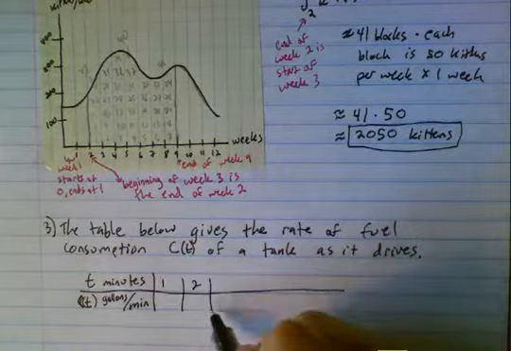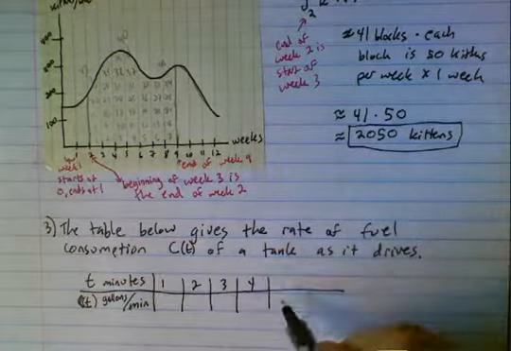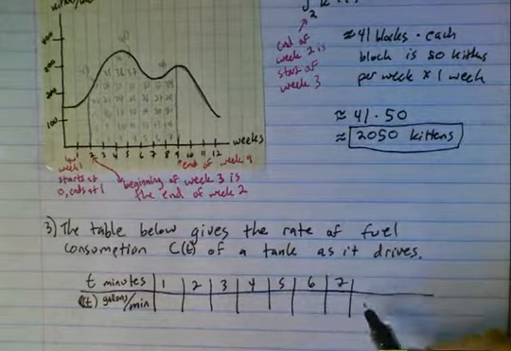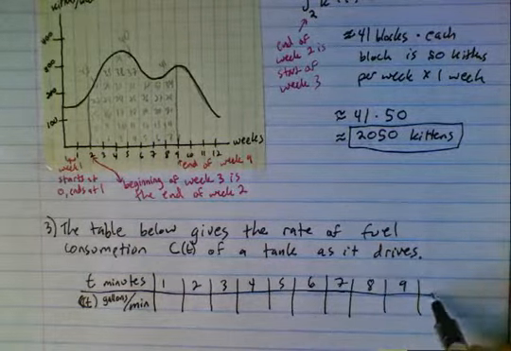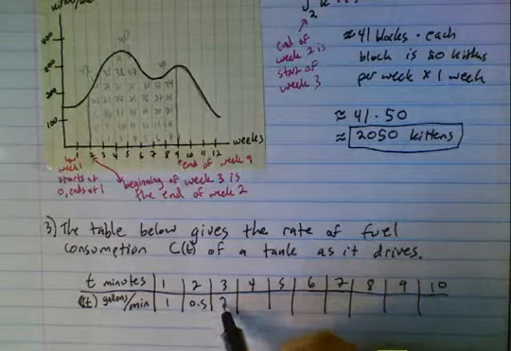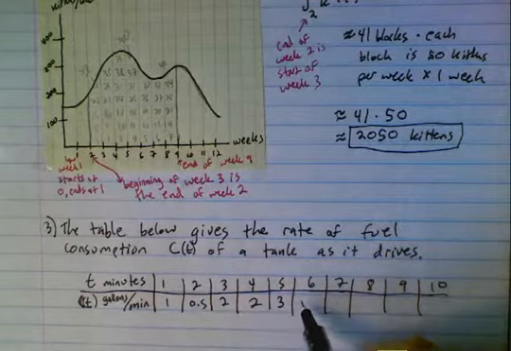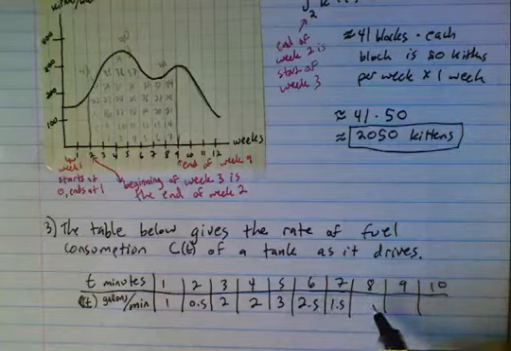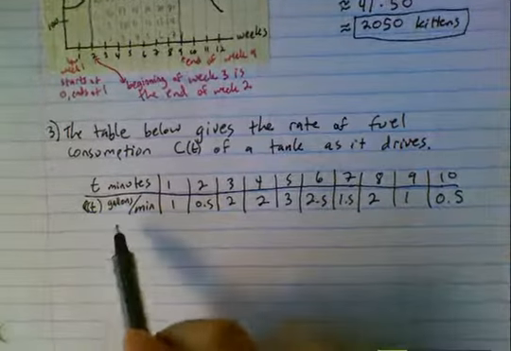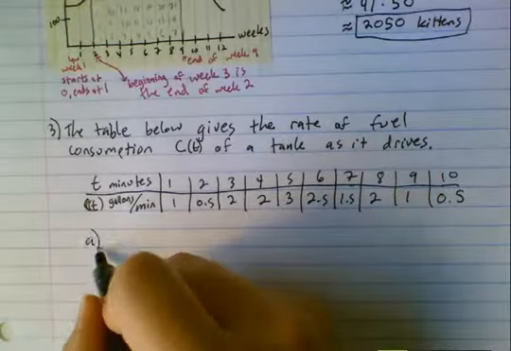1 minute, 2, 3, 4, 5, 6, 7, 8, 9, 10. And C of T is 1.5, 2, 2, 3, 2.5, 1.5, 2, 1, and 0.5. Notice the units are given right here in this particular problem.